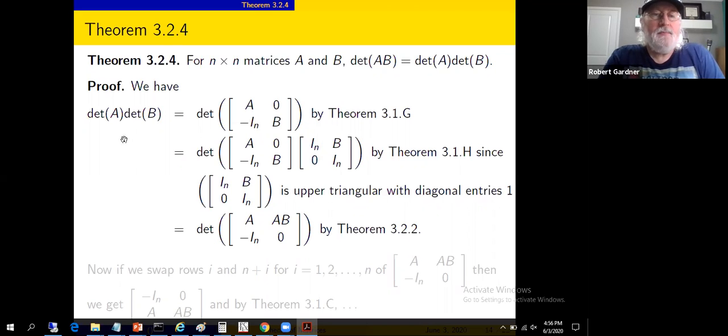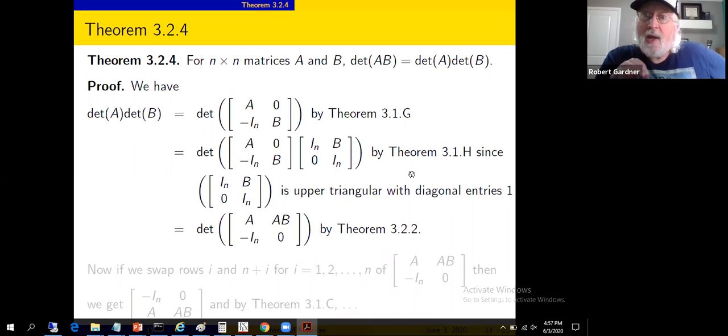Determinant of A times determinant of B. Theorem 3.1.g says we could write this like that. We could take a matrix, partition the matrix with matrix A in the upper left, matrix B in the lower right, zeros here, it didn't really matter what we put here. For some reason, we're putting the negative of the n by n identity. Fine, I can put anything I want there. Theorem 3.1.g said the determinant of that partition matrix would be the determinant of A times determinant of B.